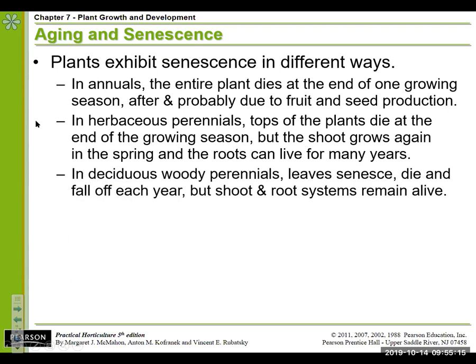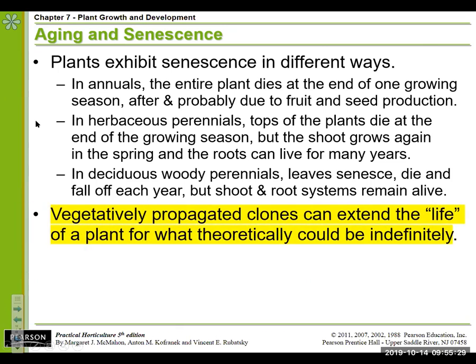In deciduous woody perennials, the leaves senesce, die, and fall off every year. But again, it's triggering dormancy in the buds. So we have shoots that remain alive as well as the root systems. And of course, in evergreens, they slow down their growth and drop some of their leaves, but the shoots and roots remain alive throughout the year.